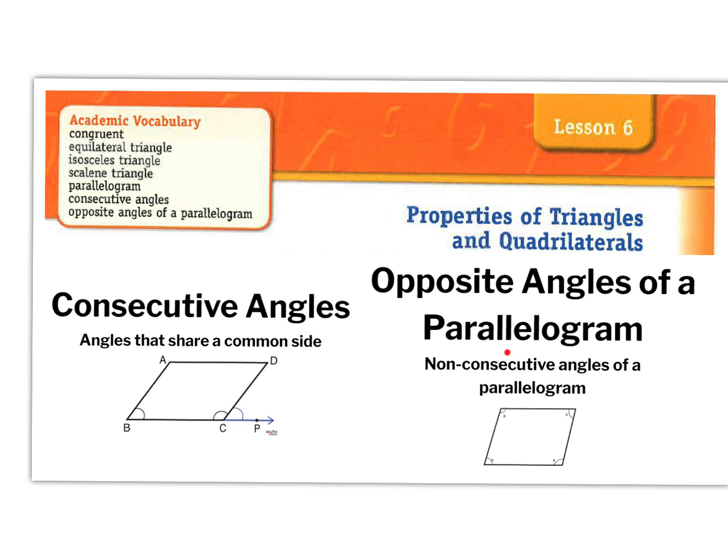Opposite angles of a parallelogram. So these are non-consecutive angles of a parallelogram. Non-consecutive means they're not right next to each other. So X and X right here, these are opposite angles of a parallelogram. And then here we have A and A, these are opposite. So they're not consecutive, they're not in order, they're opposite of each other.